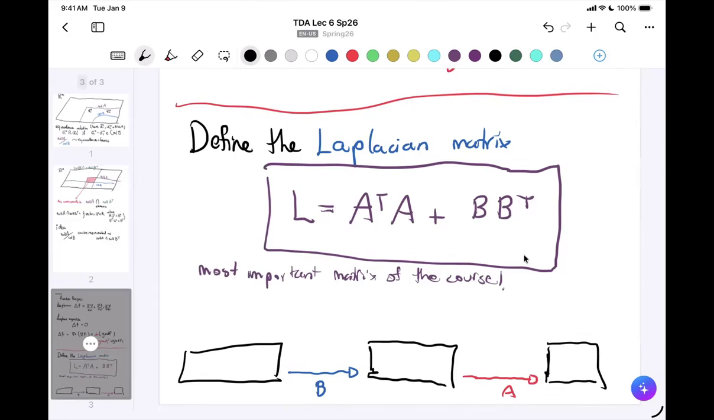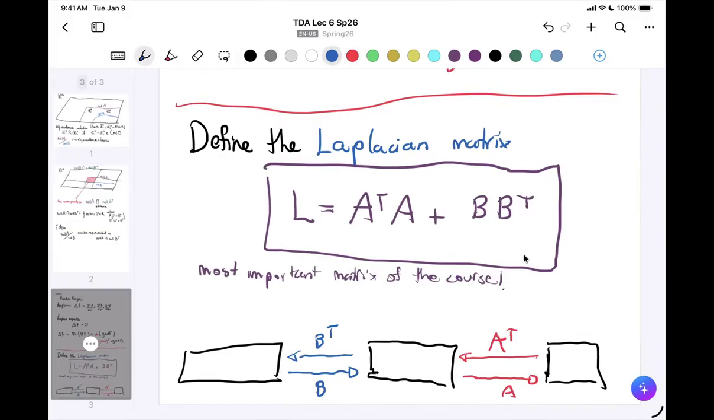So the matrix A transpose goes this way, and the matrix B transpose goes this way, right? So the point is that the transpose reverses the direction of the matrices.